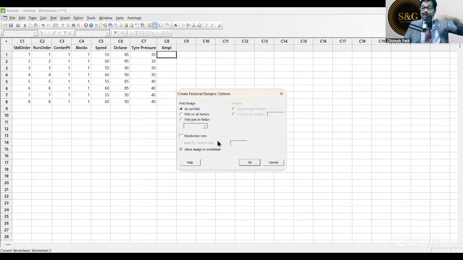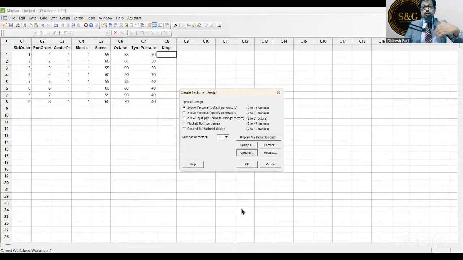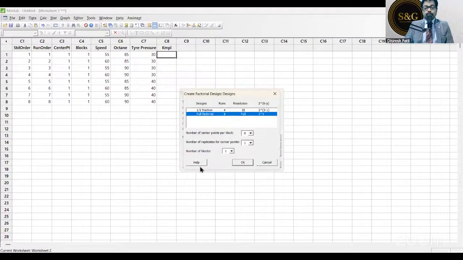First we will randomize the runs. Let's check randomize runs here, which we had unchecked, right? So do the randomization here. Just click on OK. So we have done randomization. Let's do the replication. How do we do replication? Go to design. Here you can see number of replicates. Instead of 1, select 2.